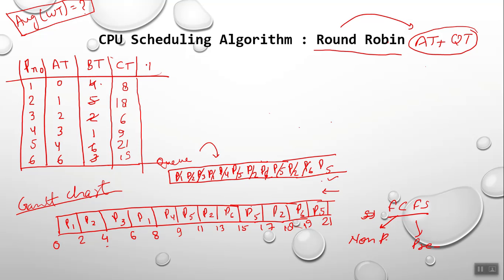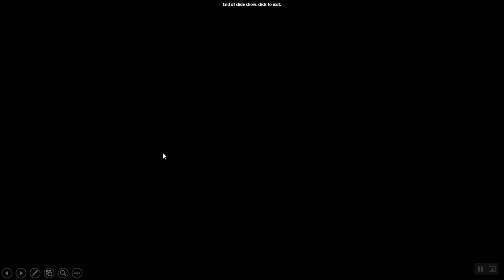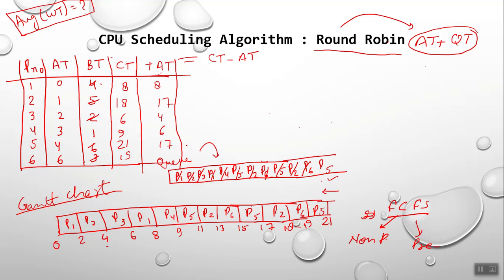And with the help of completion time, you can calculate the turnaround time, right? You have to know that turnaround time is equal to completion time minus arrival time. So completion time minus arrival time, which is 8 minus 8, 0, 17, 4, 6, 17, and the last one is going to be 19, 30, right?